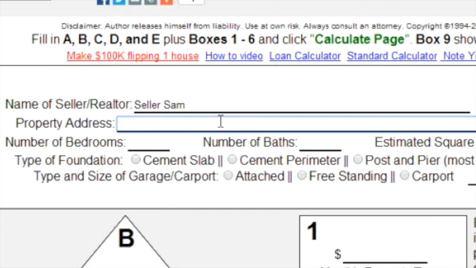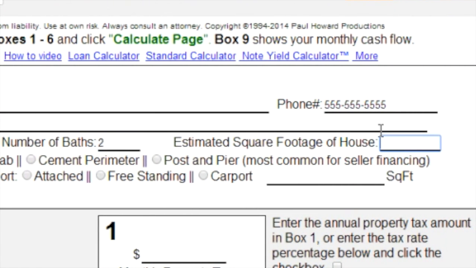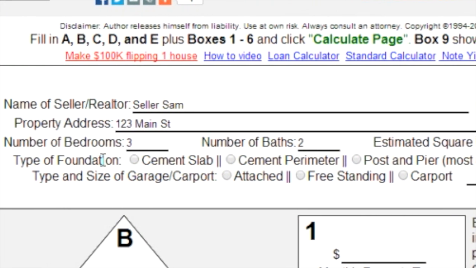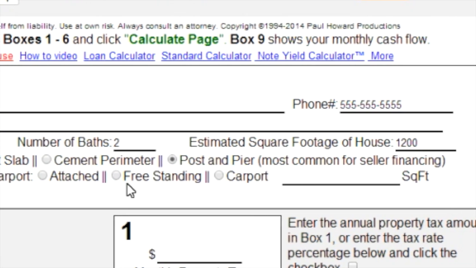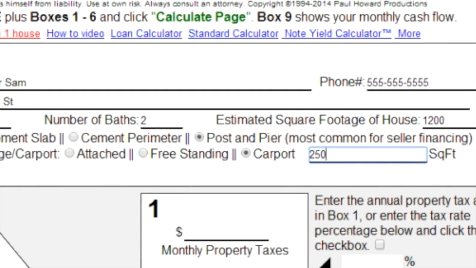property address. I'm going to put the number of bedrooms at 3, number of bathrooms at 2. The square footage of the house, I'll put 1,200 square feet. Type of foundation, I'm going to put post and piers. This is most common for seller financing. I'll put that it has a carport, and I'll put 250 square feet as the size.